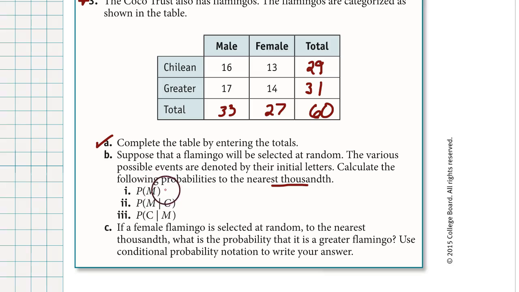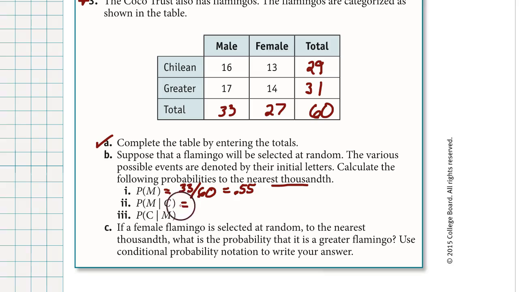I'll start you by doing question 1, the probability that the flamingo is male. In the chart, there are 33 male flamingos out of a total of 60. Then I'd use a calculator and go 33 divided by 60. This probability is 0.55, or 55%. Please work on 2 and 3, and I'll pause the video for you to do that.